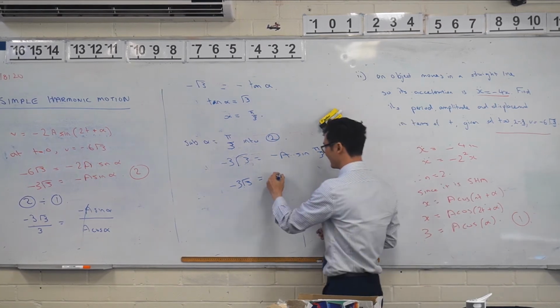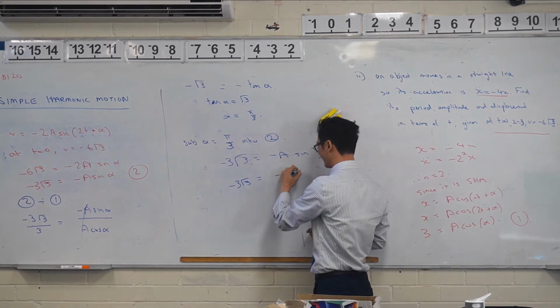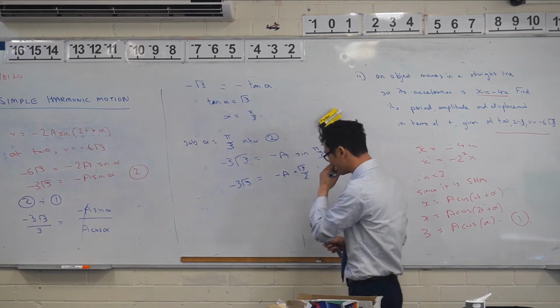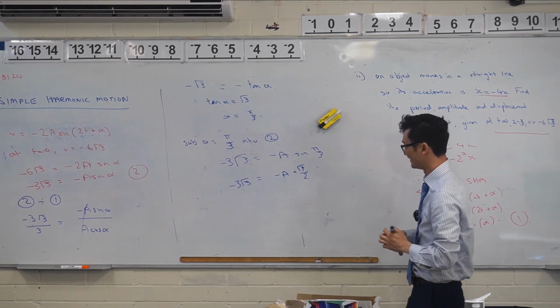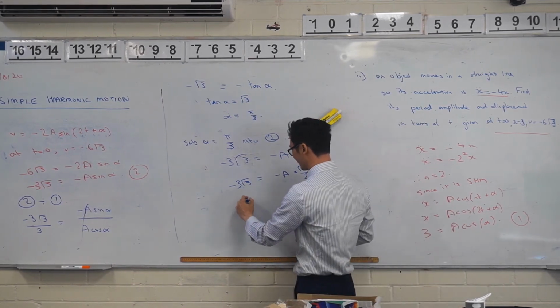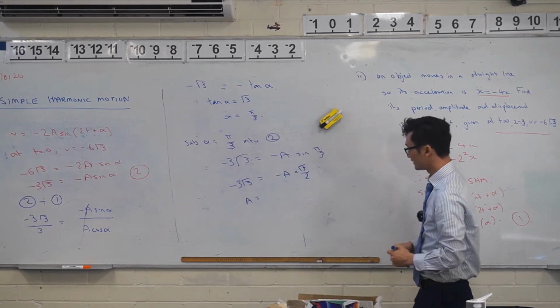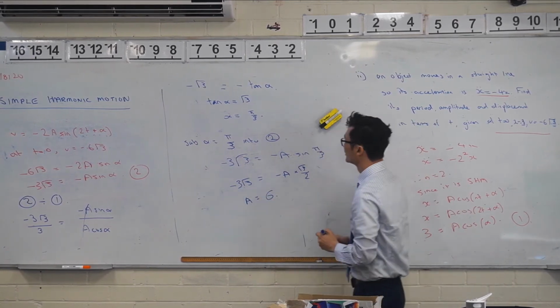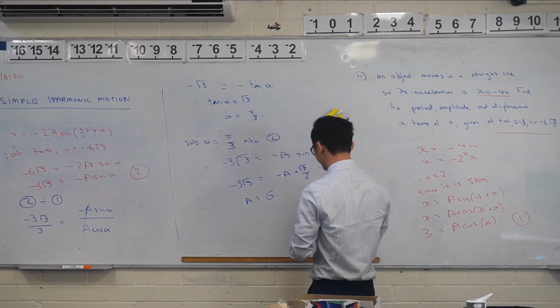Yes, good man. I love it when you don't have to use a calculator to do that. That's what I was waiting for. And so what's a going to be equal to here? 6, nice number. Okay, so amplitude is 6.